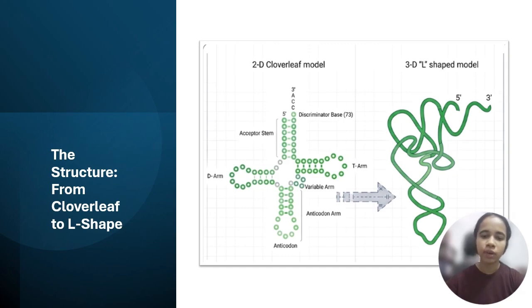The first important task is that at one end there is the anticodon loop or the anticodon arm, which recognizes and pairs with the specific mRNA codon. At the opposite end, we have the acceptor stem, which carries the correct amino acid. So in simple terms, one end reads the genetic instructions, whereas the other end delivers the matching amino acid to the ribosome.